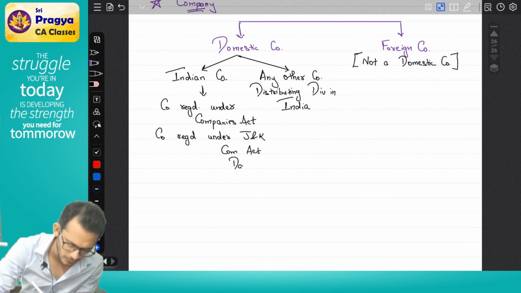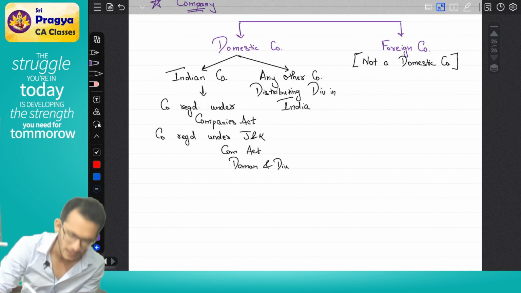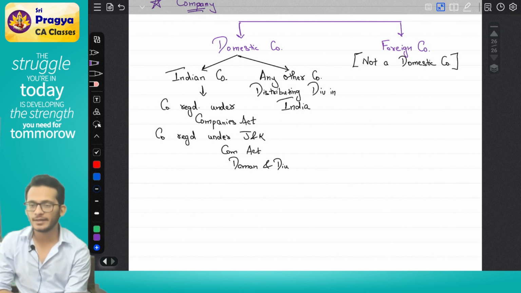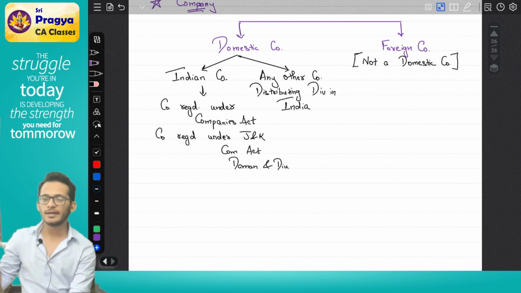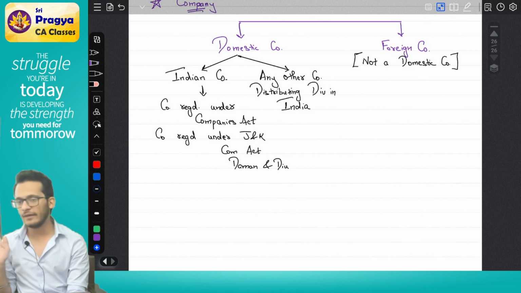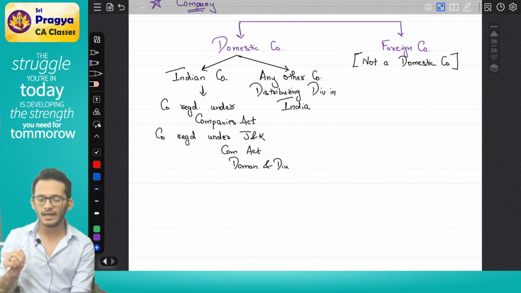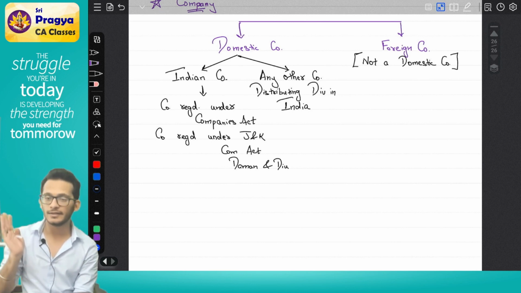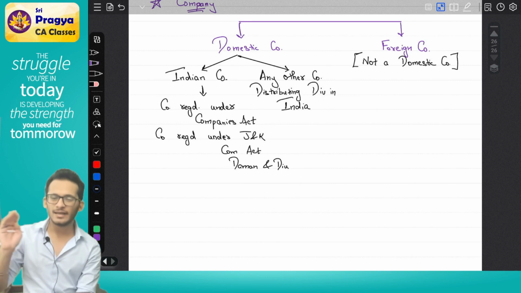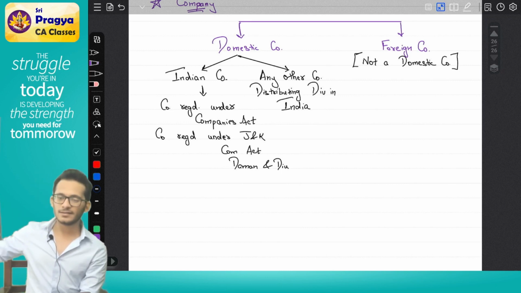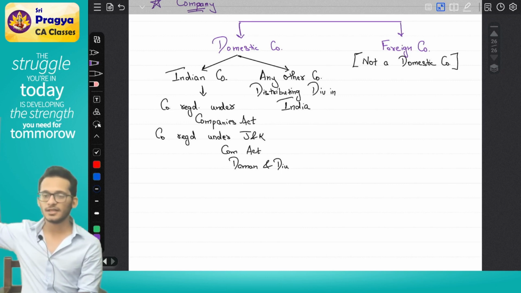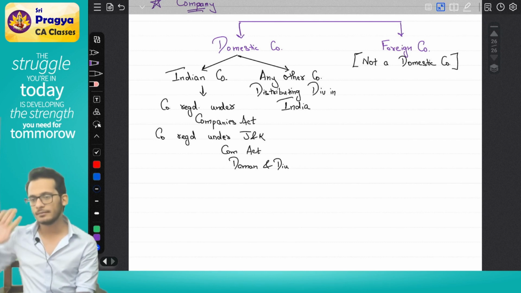Then there was something called Daman and Diu. Have you heard about Daman and Diu? This is a union territory. All these union territories have their own Companies Act policies. At the end of the day, are they Indian companies? They are Indians. So they came and said, it doesn't matter whether you are registered under the Companies Act or under these Companies Acts, it is all company.